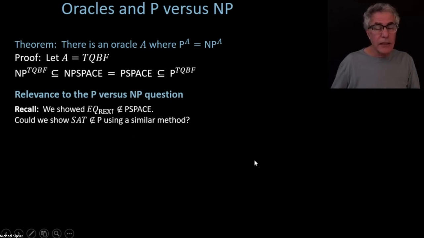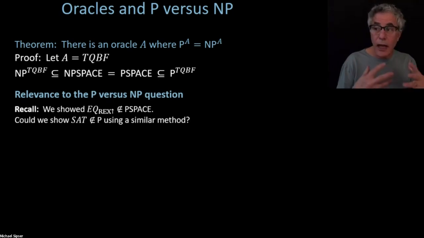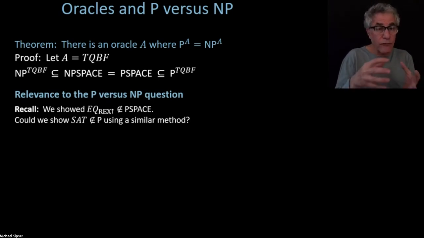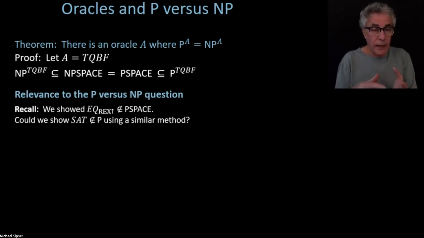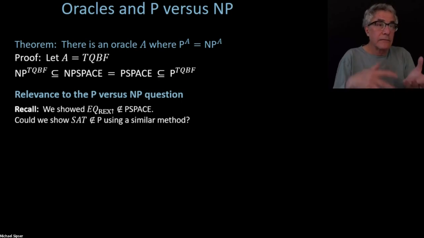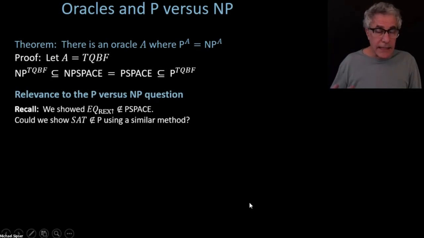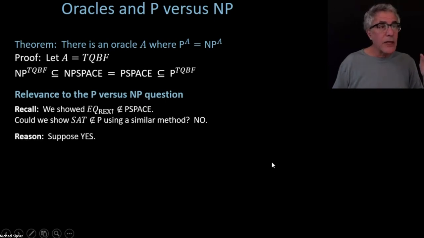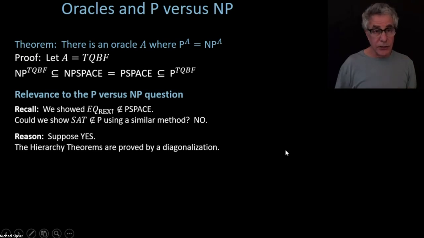Well, the guts of that method really comes from the hierarchy theorem. That's where you're actually proving problems are hard. Through the hierarchy construction, you get a problem that's provably outside of PSPACE, or outside of P. That's a diagonalization. And if you look carefully at what's going on there, we're going to say no, we're not going to be able to show SAT is outside of P in the same way. And the reason is, suppose we could. Well, the hierarchy theorems are proved by a diagonalization.